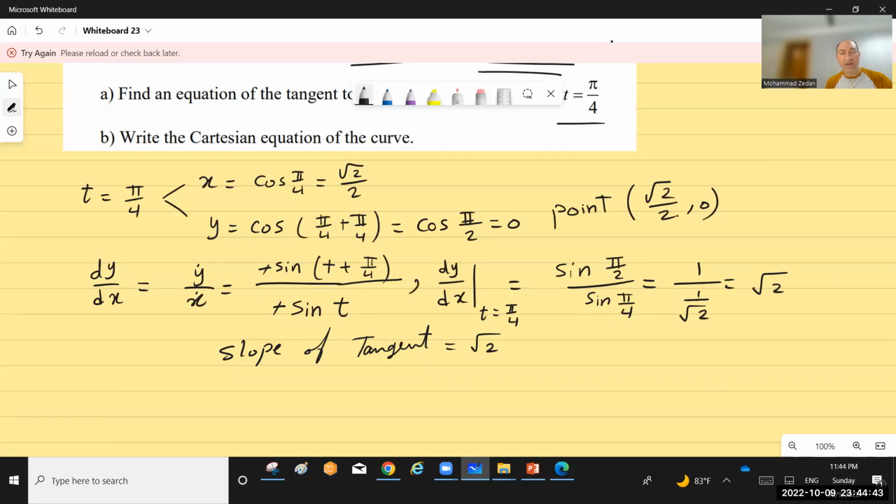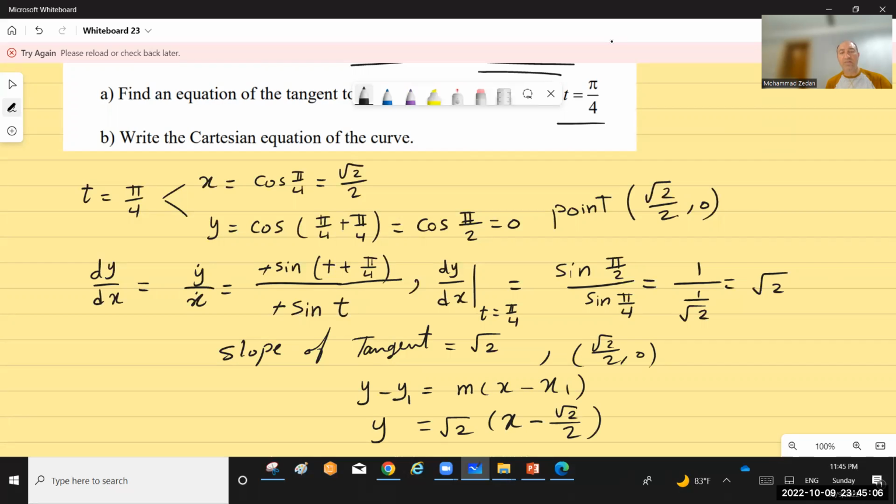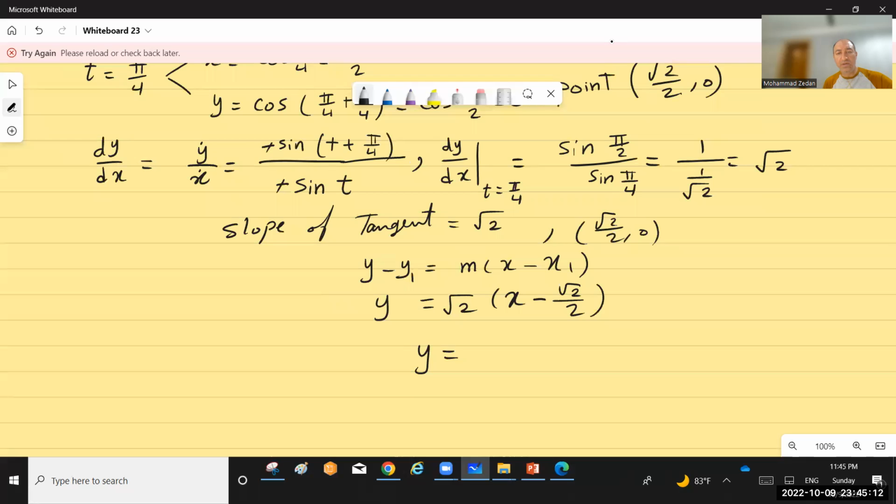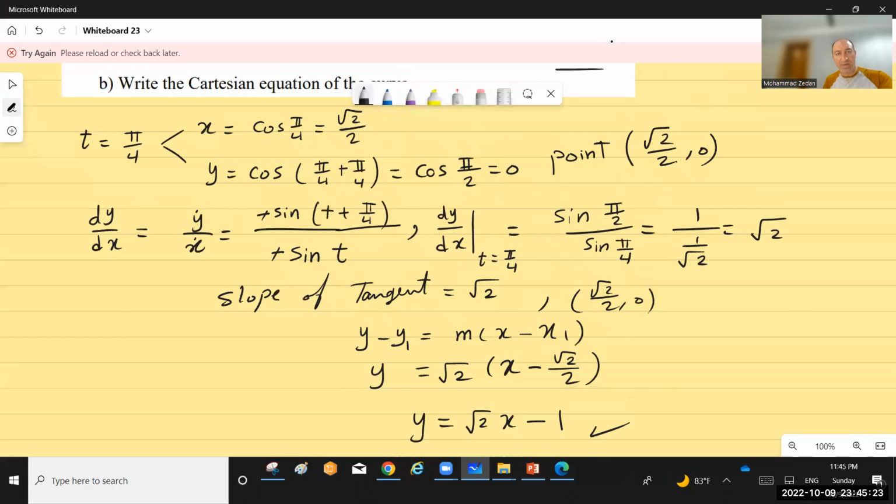So I have the slope, and the point is radical 2 over 2 and 0. By using y minus y1 equals m times (x minus x1), you simply write y minus 0 equals m, the slope radical 2, times (x minus radical 2 over 2). Radical 2 over 2 is already in simplest form; you can multiply radical 2 inside or not, no problem. So y equals radical 2 x minus radical 2 times radical 2 over 2, which is 2 over 2, 1. This is the equation of the tangent to the curve at the point where the parameter t is pi over 4.